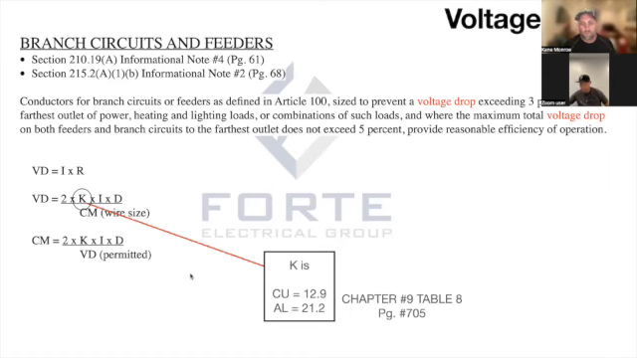Okay. So right here, the K is for constant. I don't know where they came up with constant. I'm sure it's some Greek word or something. But for copper, your K is 12.9. And then for aluminum, it's 21.2.